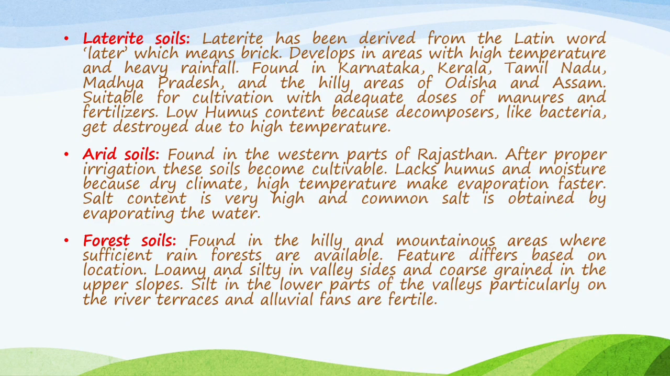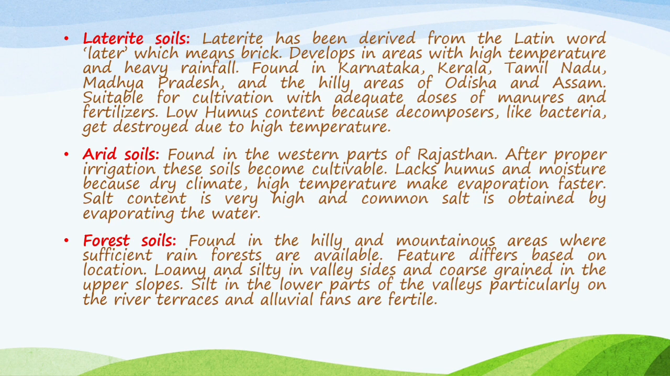Next is your laterite soil. This soil is derived from a Latin word which means brick, so it is also known as brick soil. These soils are found in high temperature and heavy rainfall. The areas which have high temperature and heavy rainfall will have this laterite soil. This soil is found in Karnataka, Kerala, Tamil Nadu, Madhya Pradesh, and hilly areas of Orissa and Assam. This soil has low humus.